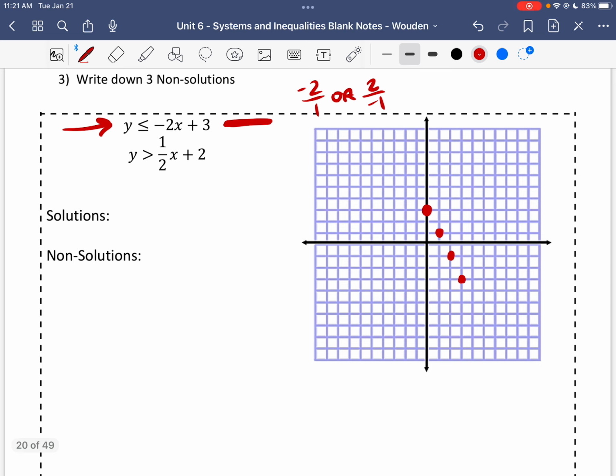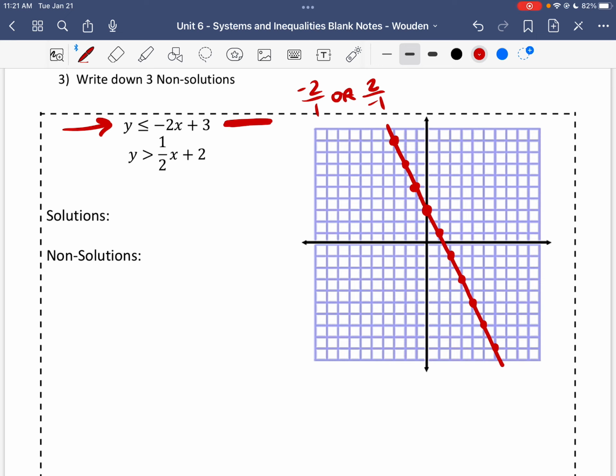Down 2, to the right 1. Okay, and you're just going to keep doing that until you get to the edge of your plane. Then we're going to do our inverse slope, which is up 2, to the left 1, all the way to the edge of the plane. Now, it is a solid line because it's less than or equal to.